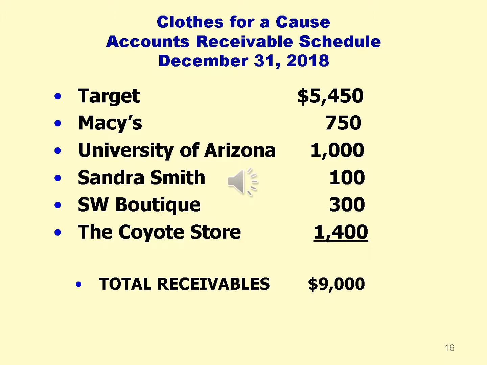You keep a summary of all of these receivables on an accounts receivable schedule. This can be done with your accounting software, or you can keep it manually. In this case of Clothes for a Cause, you can see the balance due from Target at December 31st, 2018 is $5,450. In addition to Target, Clothes for a Cause has other credit customers, and their balances are listed here. The total receivables at December 31st, 2018 are $9,000. This is the amount you would see for accounts receivable on the balance sheet.